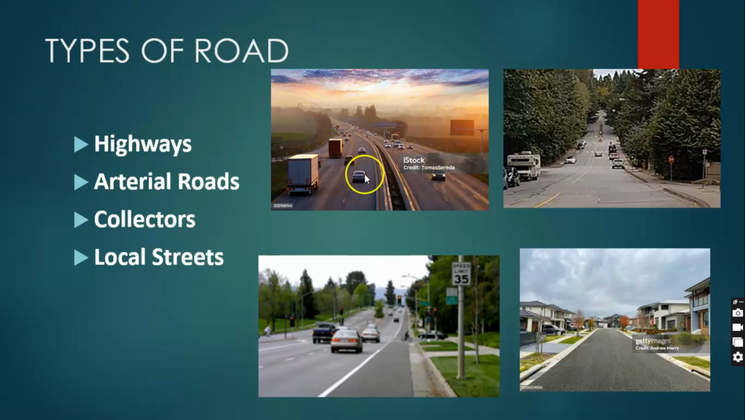So this is a picture here. The picture here is a picture of the highway, and the picture here is a picture of an arterial road.